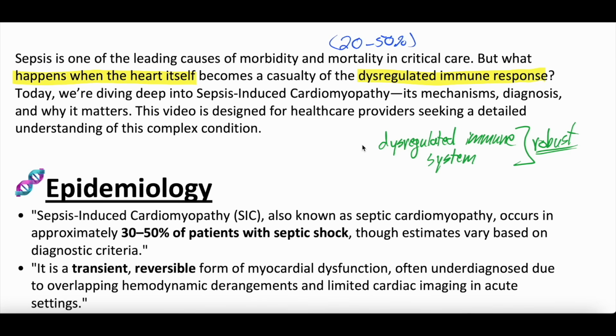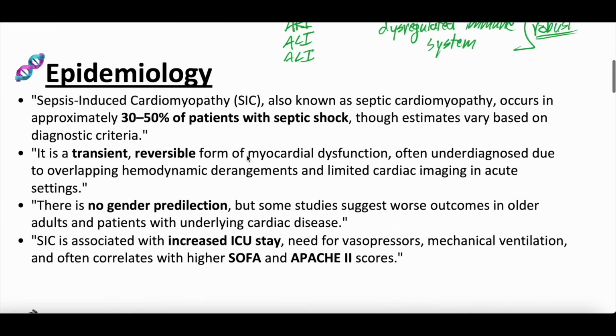So this dysregulated immune response, just like it affects the kidneys and causes acute kidney injury, and it can cause acute liver injury, it can cause acute lung injury, it can cause quote-unquote brain injury with things like delirium and encephalopathy. It certainly affects the heart too. And that's cueing in the topic for today, which is sepsis-induced cardiomyopathy. Particularly, we'll talk about the epidemiology, the mechanisms, diagnosis, why it matters, prognosis, all that kind of stuff. So no further ado, starting with epidemiology.